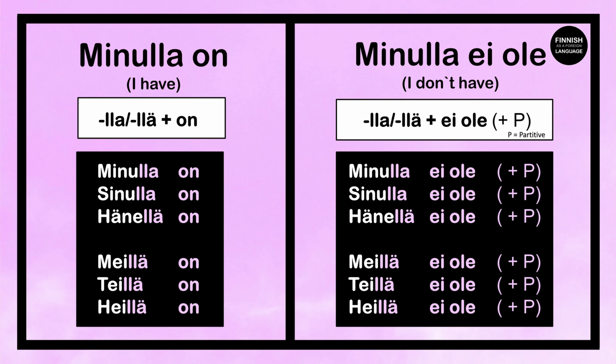So what we see here is that the positive sentence follows the la or le plus on structure, and the negative sentence follows the la or le plus ei ole plus partitive structure. The object here in the negative sentence has to be put in the partitive case. We're going to learn more about that later. Now let's form a very easy sentence.